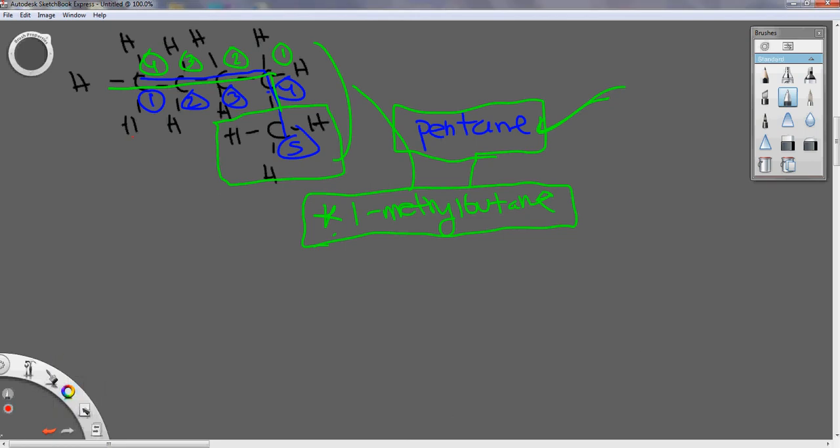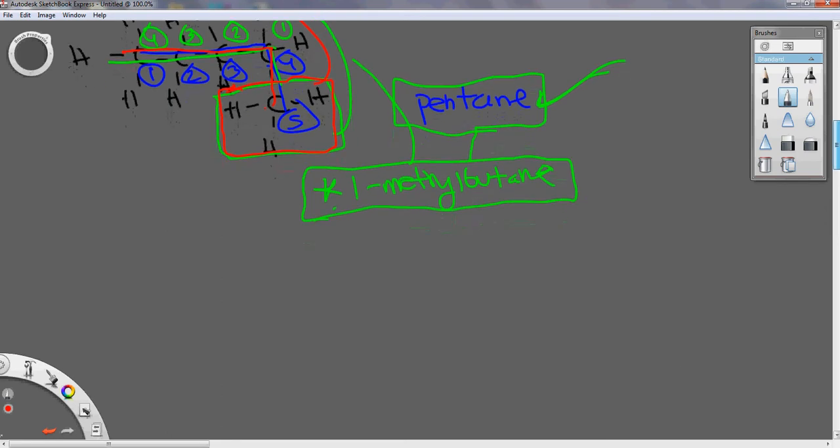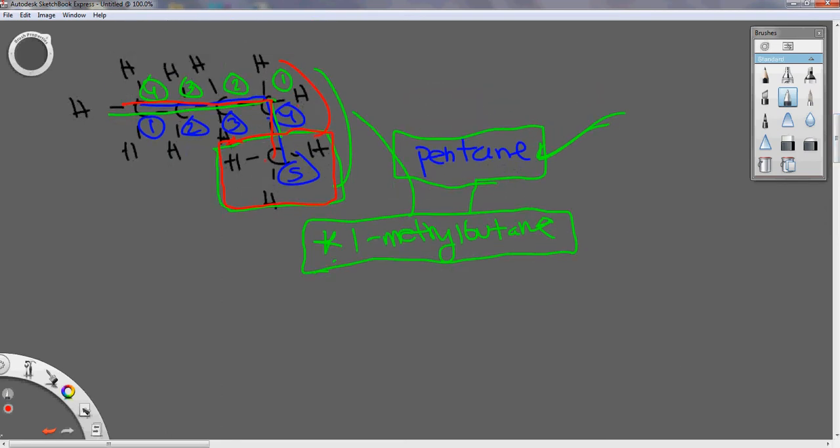So don't try to get tricked just because of these angles that I put. You should just try your best, find the longest path, and you might be able to catch that, oh, this isn't an actual branch, it's actually part of the main path. Alright, so hopefully you're able to catch that. If not, hopefully you understand why this is pentane and not 1-methyl butane.